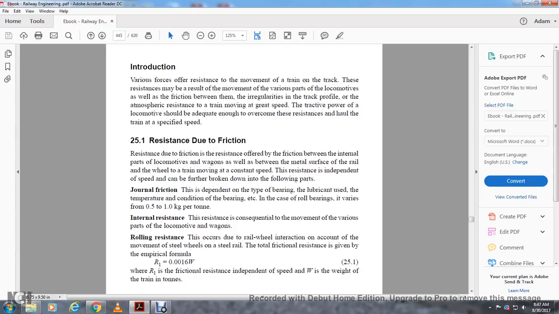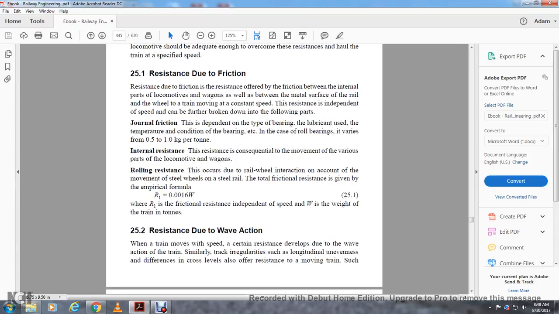Internal friction depends on the type of the bearing, lubricant, the temperature, and the condition of the bearing. In this case, the rolling bearings vary from 0.5 to 1 kilogram per ton. Internal resistance is the resistance consequential to the movement of the various parts of the locomotive and wagons. Rolling resistance occurs due to the interaction of the steel wheels and steel rail. The total friction resistance is given by the empirical formula, where the resistance R1 is the friction resistance independent of the speed, equal to 0.16 ten-thousandths of the weight of the train in tons.